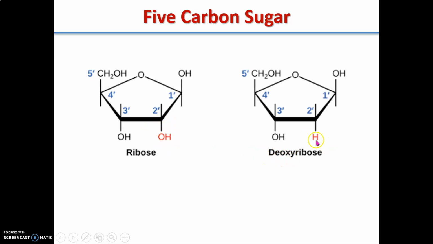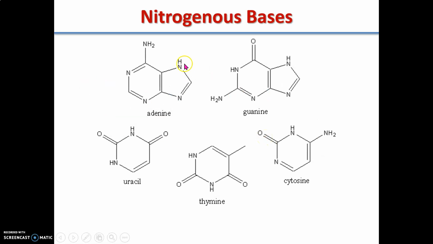Here's that 5-carbon sugar, and you'll see deoxy, without oxygen, is the difference between the two. There's an OH group here, and here is just the H group. Okay, and these are monosaccharides, those one-ring sugars. Here are our nitrogenous bases. They come in two types, purines and pyrimidines. Our purines are 2-ring structures, adenine and guanine. Our pyrimidines are 1-ring structures: uracil in RNA, thymine in DNA, and then cytosine in both.